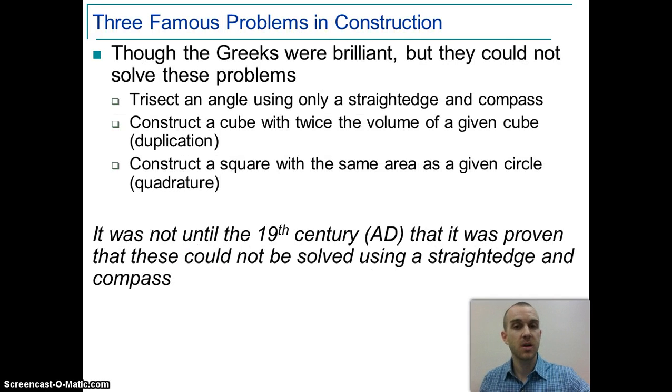So these three problems were famous because the Greeks could not solve them just with those tools. Now, these three problems, trisecting an angle, constructing a cube with twice the volume of a given cube, and constructing a square with the same area as a given circle, can be solved, just not with the classic Euclidean tools. It wasn't until the 19th century that we could actually prove this to be true. However, their quest in trying to solve these problems created a lot of mathematics that is still used today.